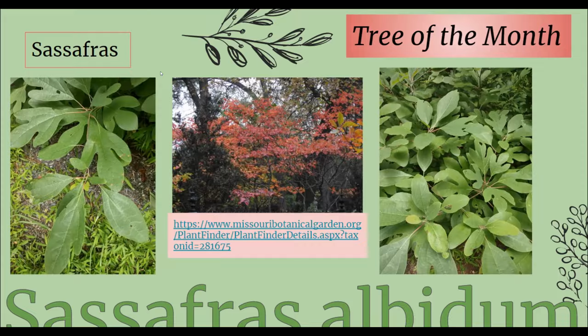Sassafras likes well-drained and acidic soil. It will grow in part shade, part sun, or sun. It's in the same family as laurel and spicebush. You can often find it growing at the edge of woodlands, along with sugar maple, flowering dogwood, eastern red cedar, and beech. The average height of sassafras is 30 to 50 feet tall, with a spread of 25 to 40 feet. Fall foliage is spectacular: orange, yellow, scarlet, and purple.